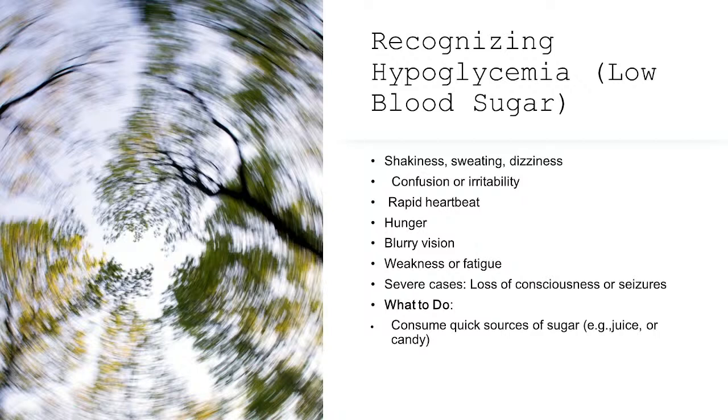So to recognize hypoglycemia, which is the same as low blood sugar: shakiness, sweating, dizziness, confusion, rapid heartbeat, hunger, blurry vision as you mentioned, weakness or fatigue, and in severe cases loss of consciousness, or some persons get into seizures. So those are some of the signs when you recognize somebody's sugar is low. And when that is not acted on, that person will fall into a coma.